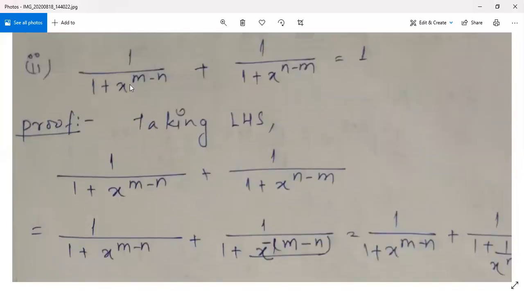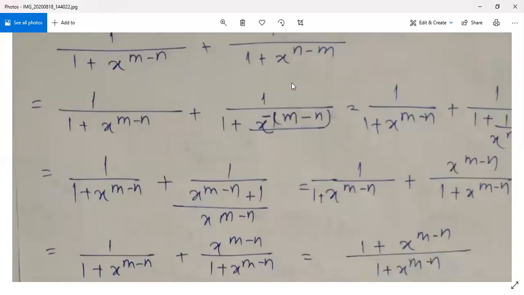The given question here is 1 upon 1 plus x to the power m minus n, plus 1 upon 1 plus x to the power n minus m, and you have to prove it as 1. Taking the LHS, you will see m minus n is there, but here n minus m is given. So you can take out the negative sign from here and write it as m minus n. When you take this minus sign inside, you will see it can be written as n minus m. This is the arrangement I have done to solve the question.